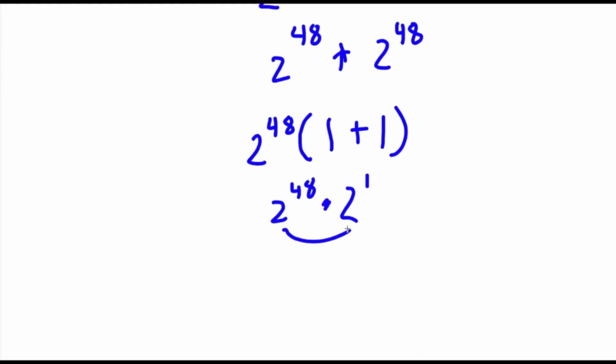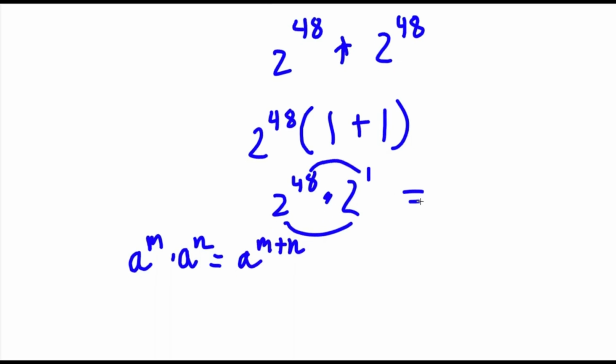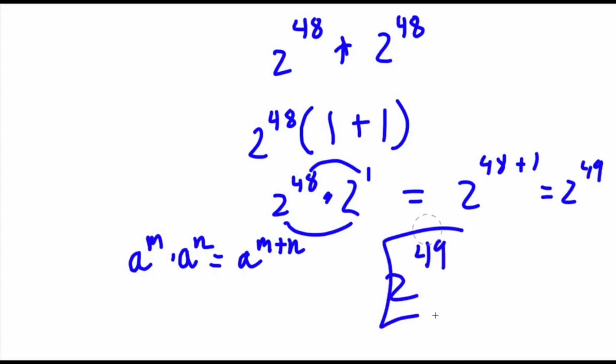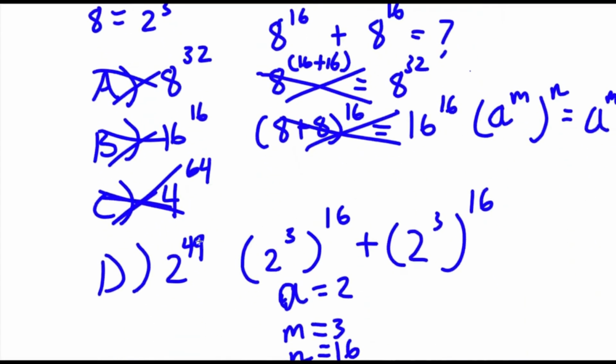And as you can see, these two have the same bases. And when I'm multiplying two exponents with the same bases, let's say a to the power of m times a to the power of n, this is equal to a to the power of m plus n. So these two will add to each other, meaning this will be equal to 2 to the power of 48 plus 1, which is equal to 2 to the power of 49. So 2 to the power of 49 is our answer.